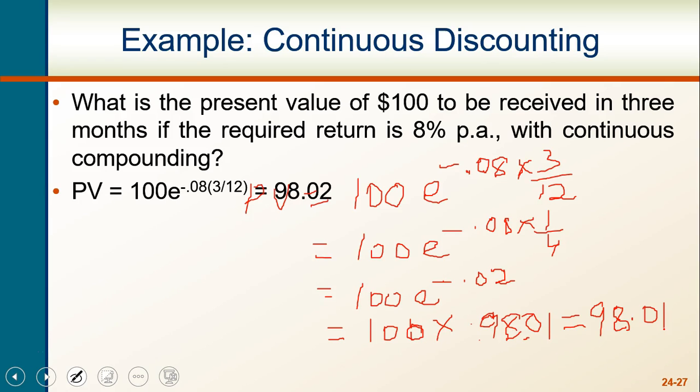Right, so this is the neater version of it which just popped up. 100 multiplied by e raised to the power of negative 0.08 times 3 over 12, and that gives us $98.01, or 2 cents approximately. Right.